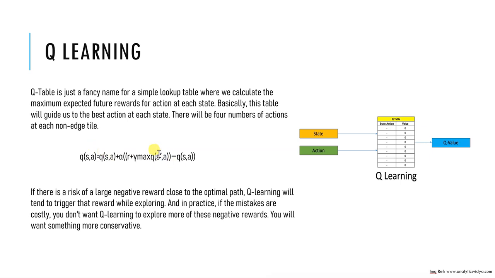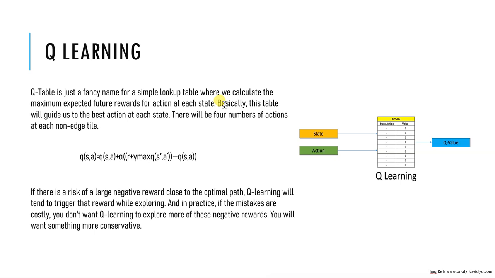S dash that you see here is the next state observed after taking action A in state S, and A dash, it should be A dash here, is the next action taken in the state S dash. The alpha that you see is the learning rate. The learning rate determines the extent to which new information overrides the old information. And the gamma that you see here is a discount factor that determines the importance of future rewards.